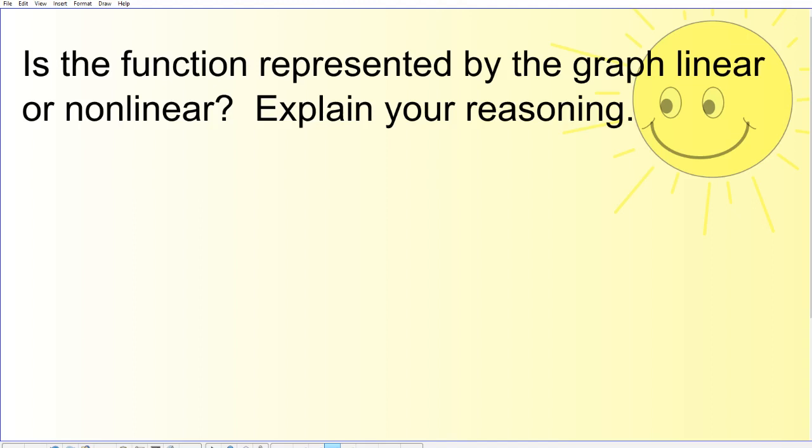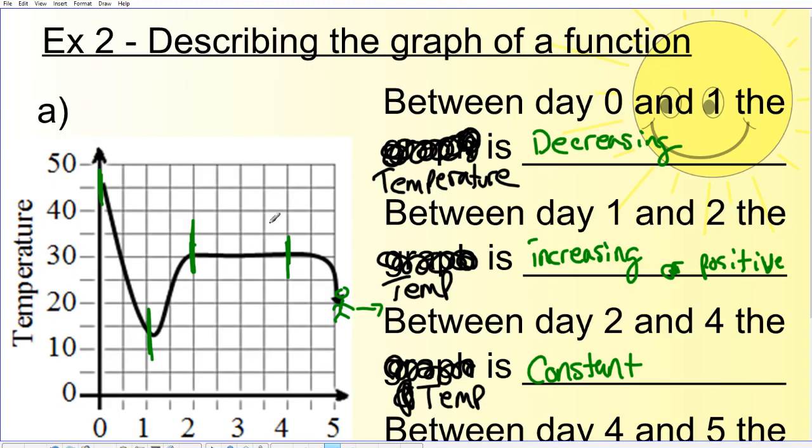So obviously that graph was nonlinear. I said so at the beginning. I didn't realize this question was here. Because, I mean, look at it. It's nonlinear. There's parts of it that are going up. There's parts that are going down. It's not a straight line.